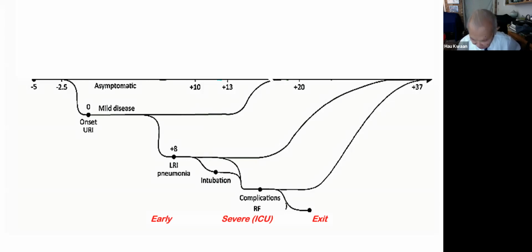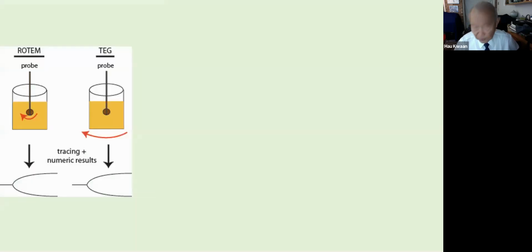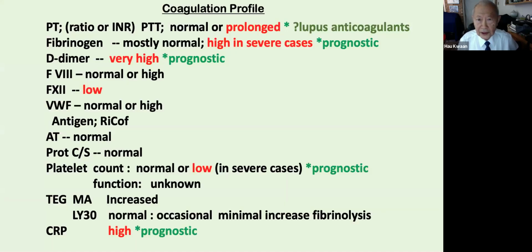So with that introduction of the timeline, I would like to start by telling you what the coagulation profile is like in COVID-19. Starting at the top with the prothrombin time, either the ratio or INR, and the PTT are usually normal. But the PTT can be prolonged, and the prolongation may be due to the presence of a lupus anticoagulant. More about that later. Secondly, fibrinogen is mostly normal, but when the patient has severe disease, it's high, in fact, exceedingly high. And the level has prognostic value.